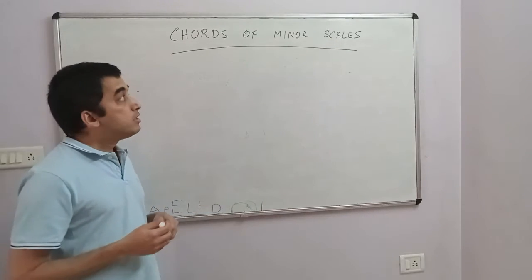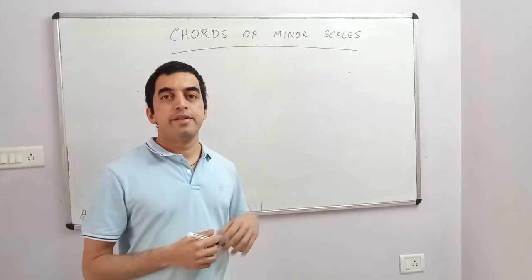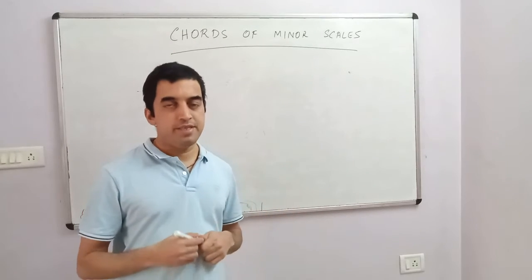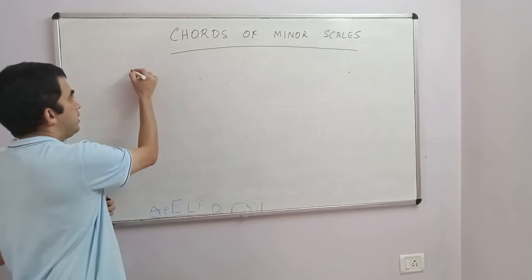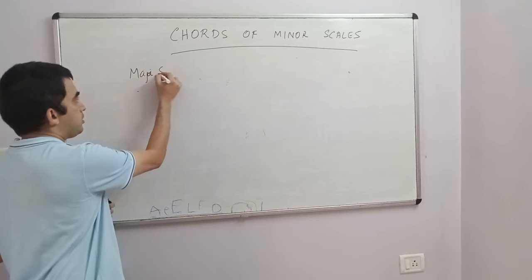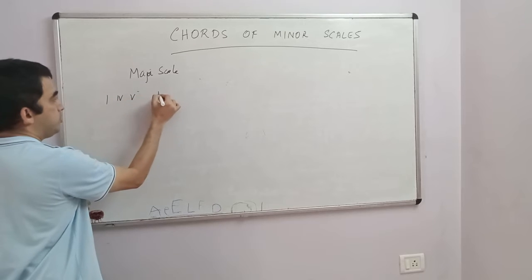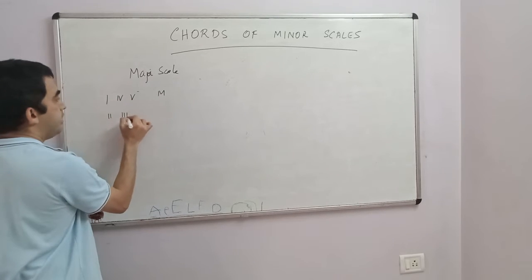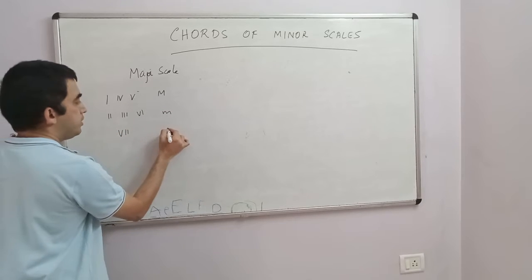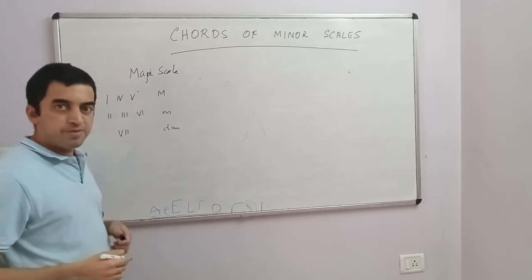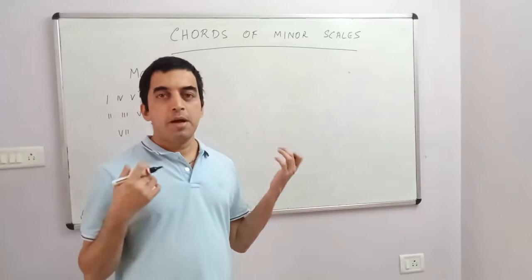Okay, so in today's class, we will learn how to play the chords of minor scales. Just a quick recap of the previous classes where we learned that in a major scale, the first chord, the fourth chord, and the fifth chord were major. The second, third, and sixth were minor, and the seventh chord was diminished. So now we want to know what the chords of a minor scale are.